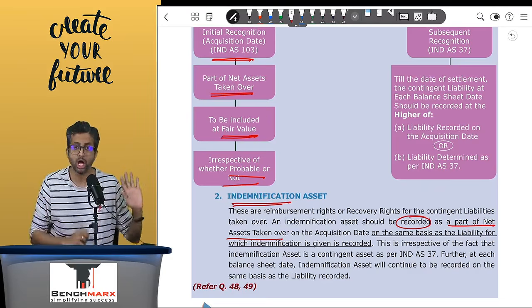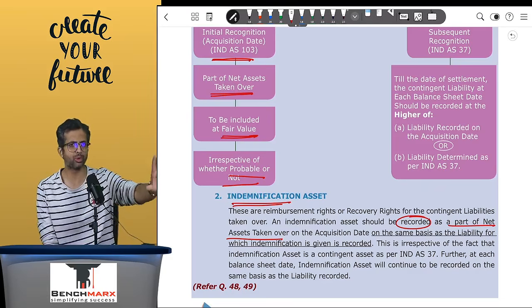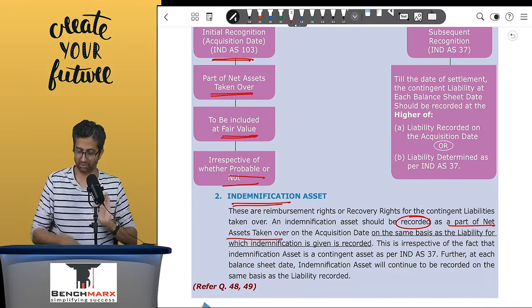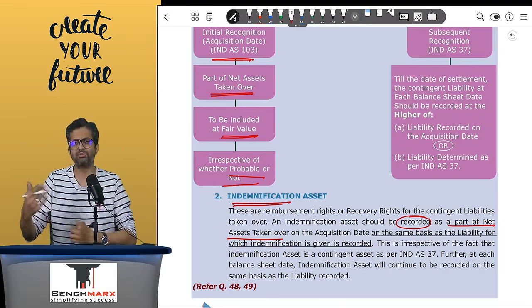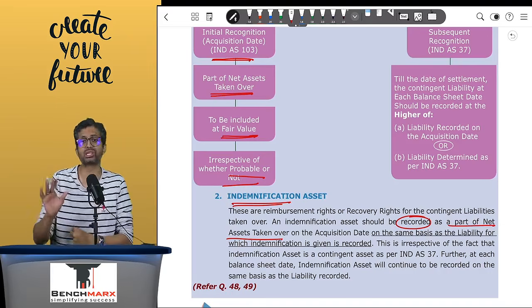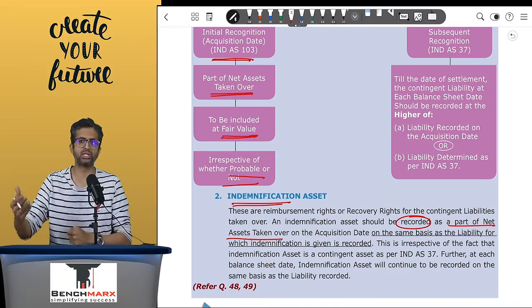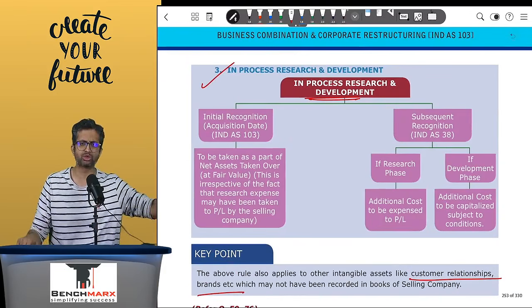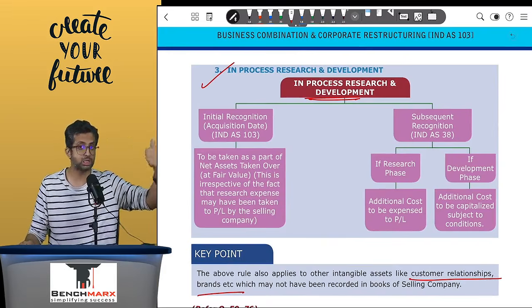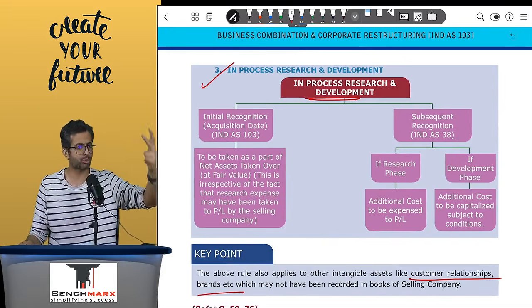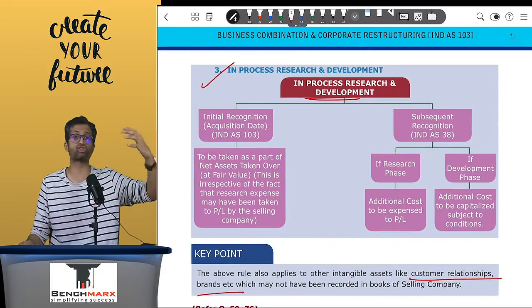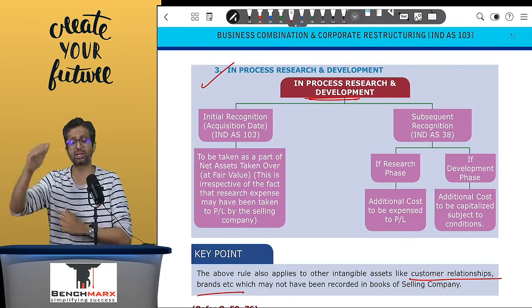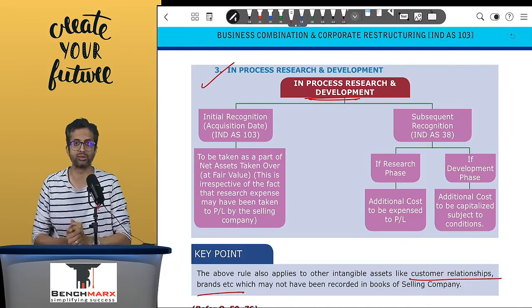The standard says no. You have taken it over at fair value, you will keep on showing this at fair value or the value as per Ind AS 37, selecting whichever is higher. Again, the indemnification asset will be recorded on the same basis as the liability which it is indemnifying is recorded. So, the summary treatment at the stage of business combination: you will take over contingent liabilities, indemnification assets, in-process R&D, brands, customer relationships, etc. at fair values as on the acquisition date. The subsequent accounting will be done as per the respective standard.